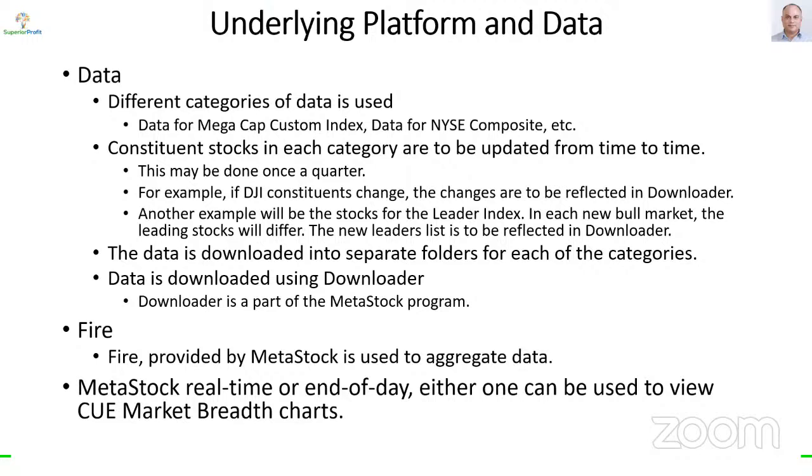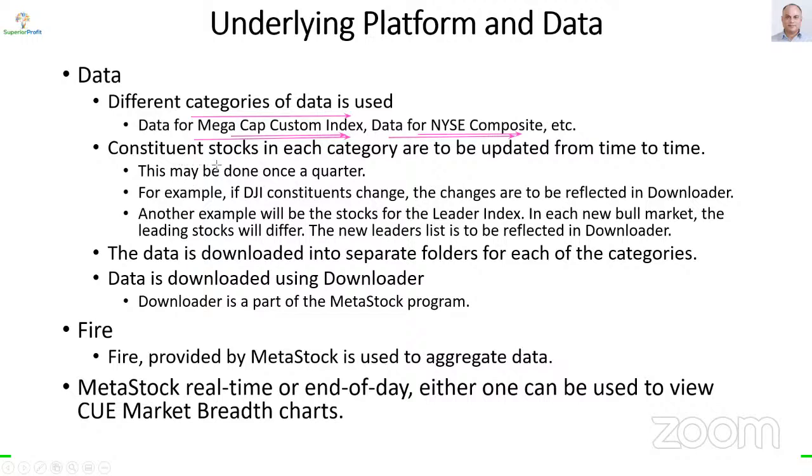Underlying platform and data. Different categories of data are used. For example, data for the mega cap custom index is of a different category from data for the NYSE composite. One is used to calculate a custom index and one is used to aggregate internal values across a dimension.